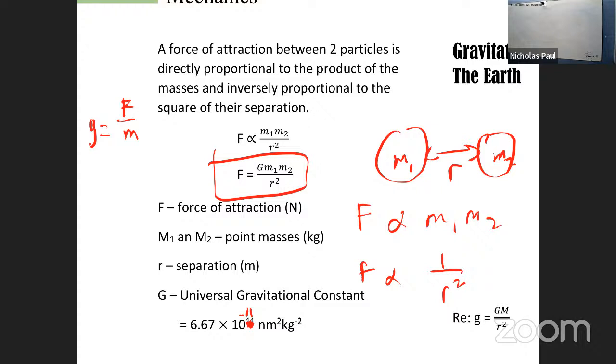All right, so let's make a note of that. Make a note of the formula for finding the force of attraction between two large masses separated by a distance r, and the formula for gravitational field strength.